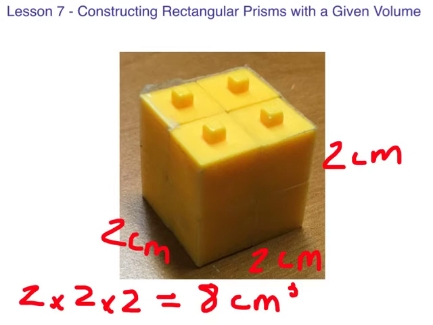So the volume of this rectangular prism is 8 cubic centimeters, and if you were to go through and count, even though you can't see them all, you would see that there's 1, 2, 3, 4 in the top layer and another layer below, and 4 plus 4 makes 8.